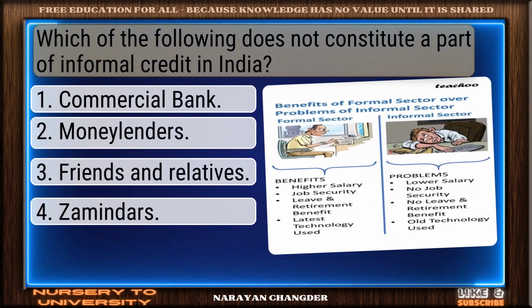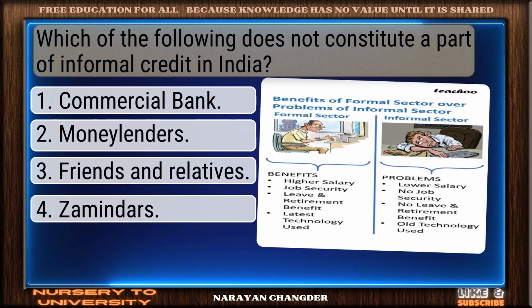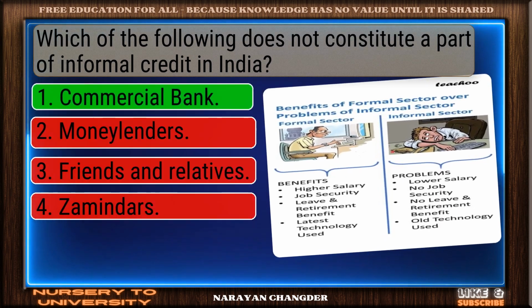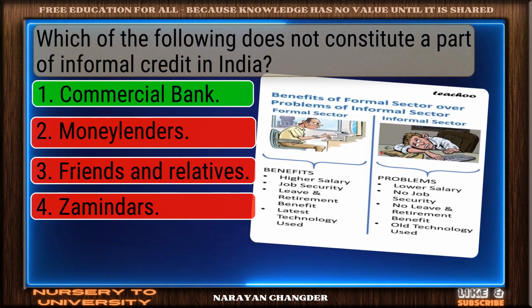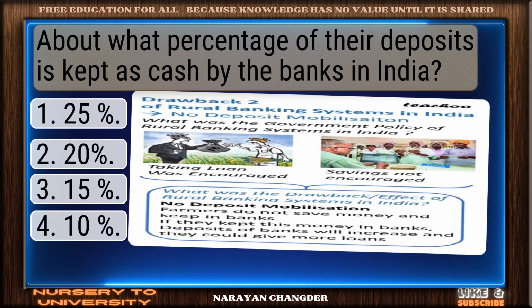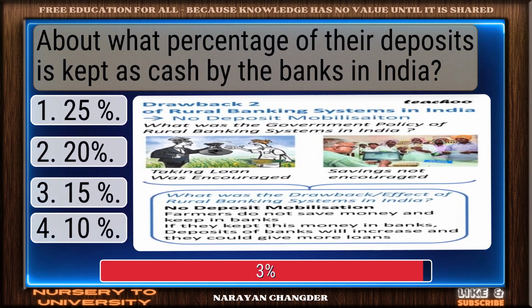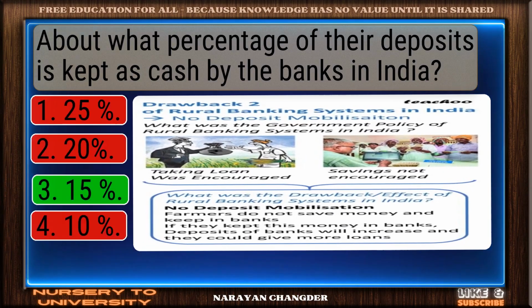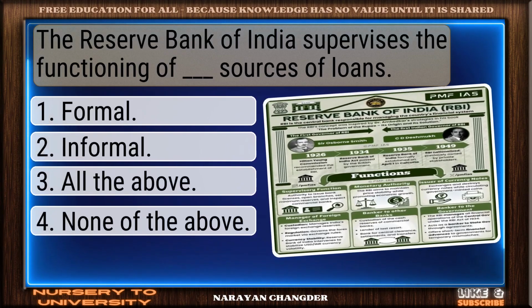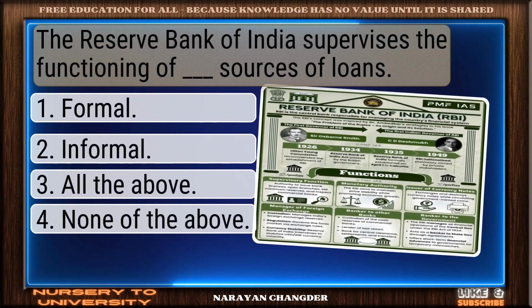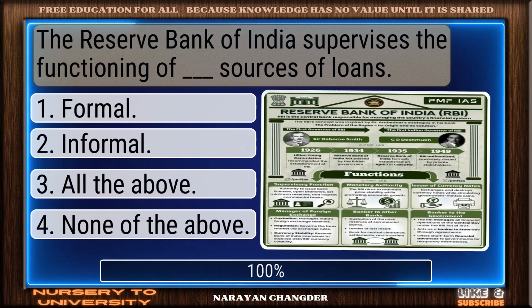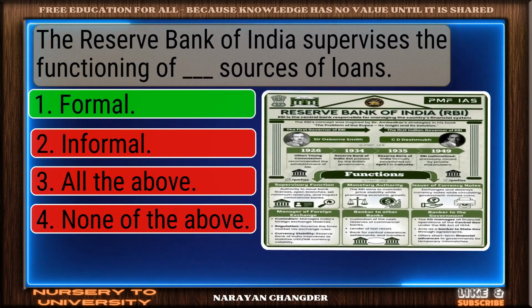Which of the following does not constitute a part of informal credit in India? Clear logic. Commercial bank is sound. About what percentage of their deposits is kept as cash by the banks in India? Good job. 15% works well. The Reserve Bank of India supervises the functioning of dash sources of loans. Correct response. Formal is accurate.